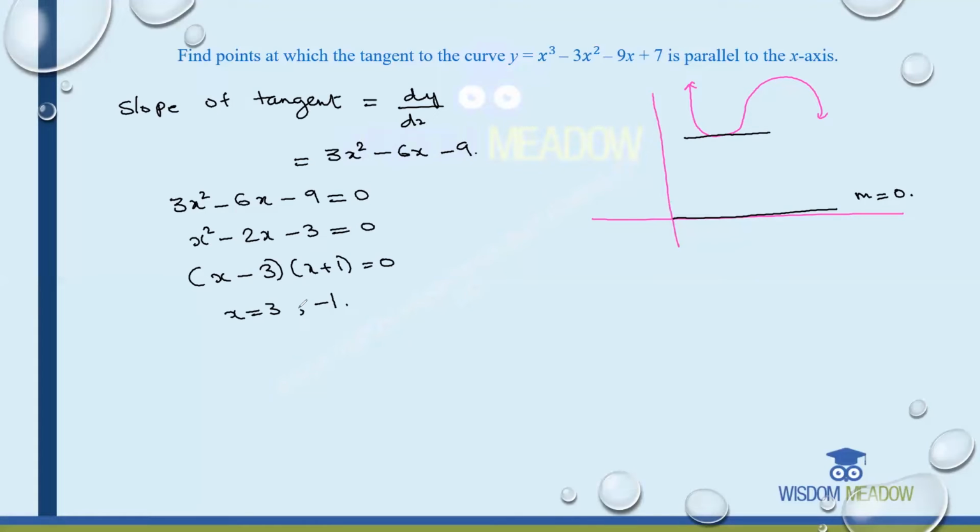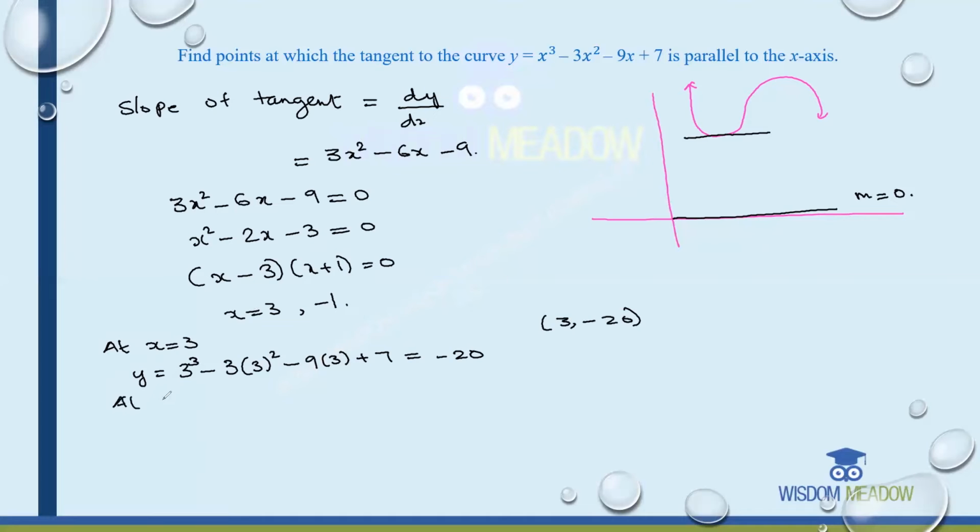Now I need to find the points, so I need the y coordinate. To find the y coordinate at x is equal to 3, y is going to be 3 cubed minus 3 into 3 square, minus 9 into 3 plus 7. I'm substituting back into the function. That's going to be minus 20. So the first point is 3 comma minus 20.